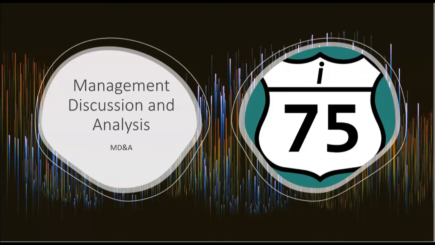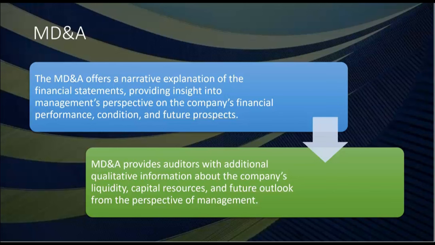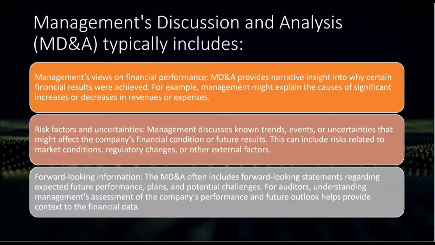All right, what do we have to know about management discussion and analysis, better known as MD&A? The MD&A section of the annual report offers a narrative explanation of the financial statements and provides insights into management's perspective on the company's financial performance that just ended. Also providing insights into management's perspective on the company's financial condition and its future prospects. MD&A provides auditors with additional qualitative information about the company's liquidity, capital resources, and future outlook from the perspective of management. So the exam will often ask what's included in MD&A and what isn't.